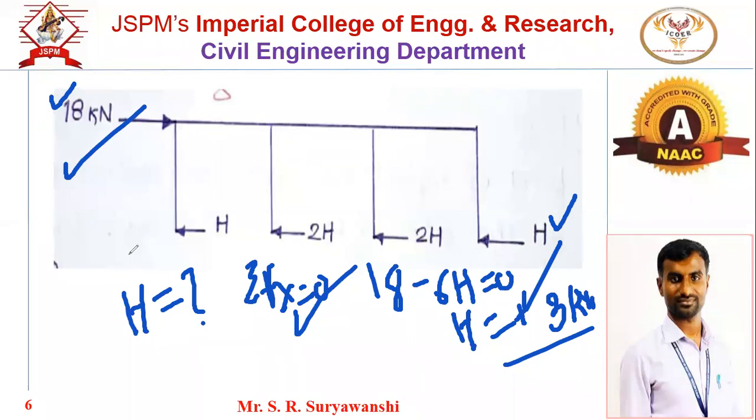And what direction did we assume? The horizontal shear is acting on the left hand side. So this will be 3, this will be 3, and this will be twice of H, twice of 3, it will be 6. Now these are the horizontal shears.